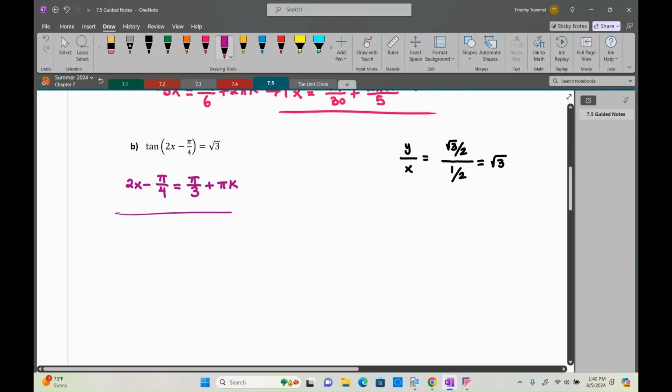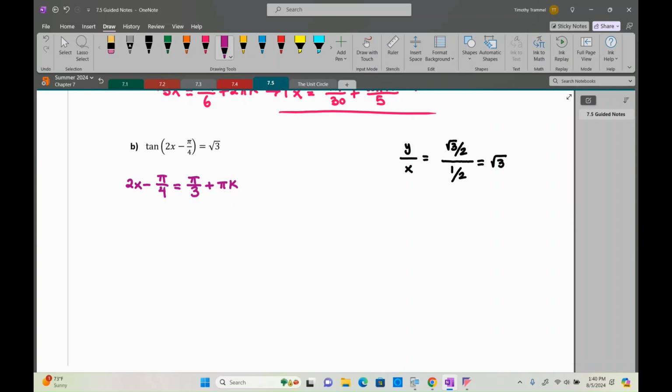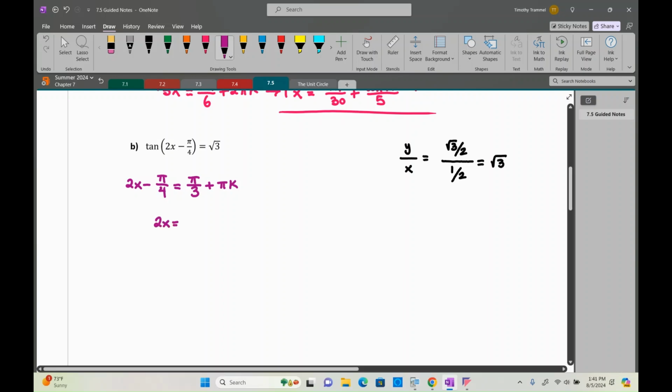So now all we need to do is solve this equation here for x. Let's begin by adding pi over 4 to each side. And do note that we are going to be combining the pi over 3 and the pi over 4 because they are like terms. And so this gives us 2x is equal to 7 pi over 12.